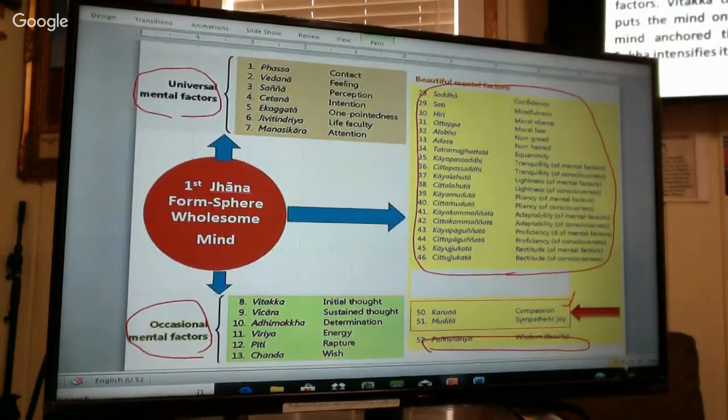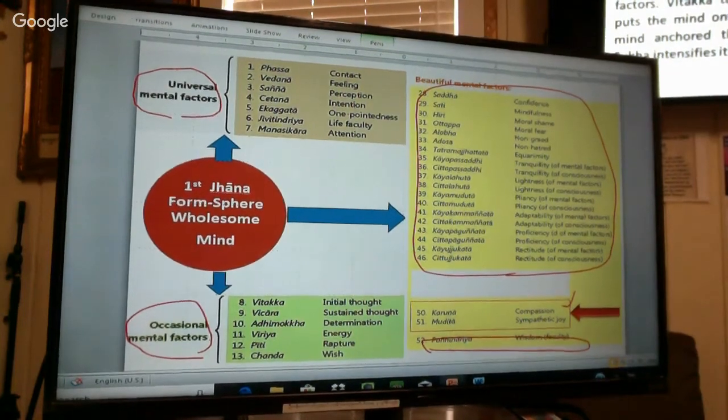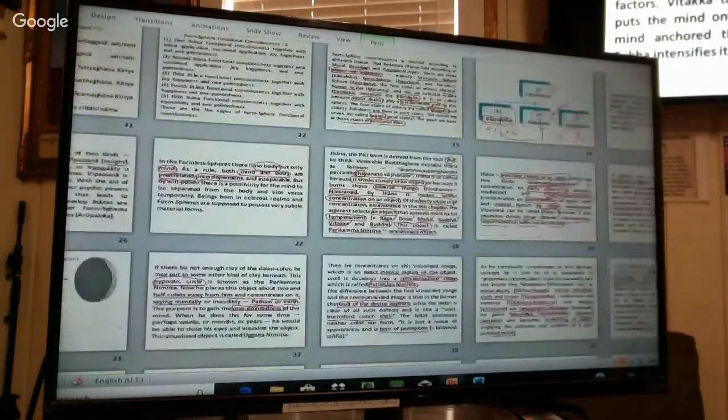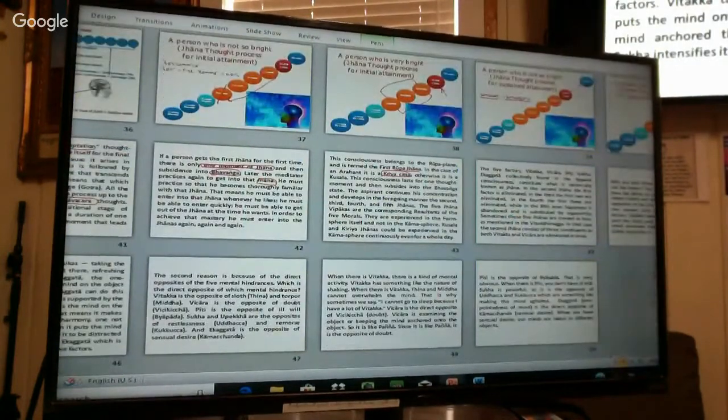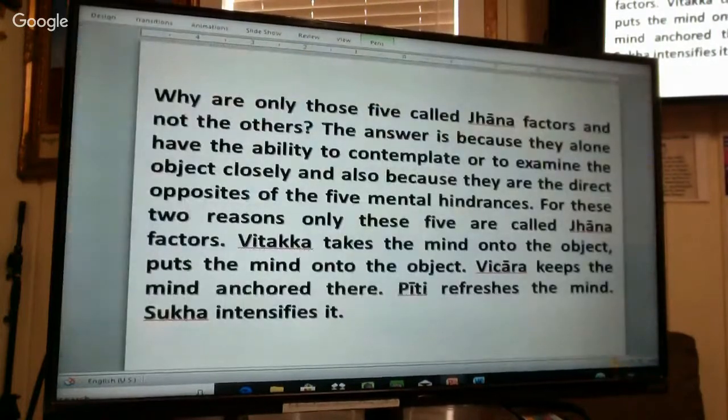Some of those are contained. The 5 jhana factors are directly opposed to the 5 hindrances. We have 5 hindrances that stop our mind from progressing. If we want to progress our mind, we need to stop these 5 hindrances. That's why only the 5 jhana factors are directly opposed to the 5 hindrances.